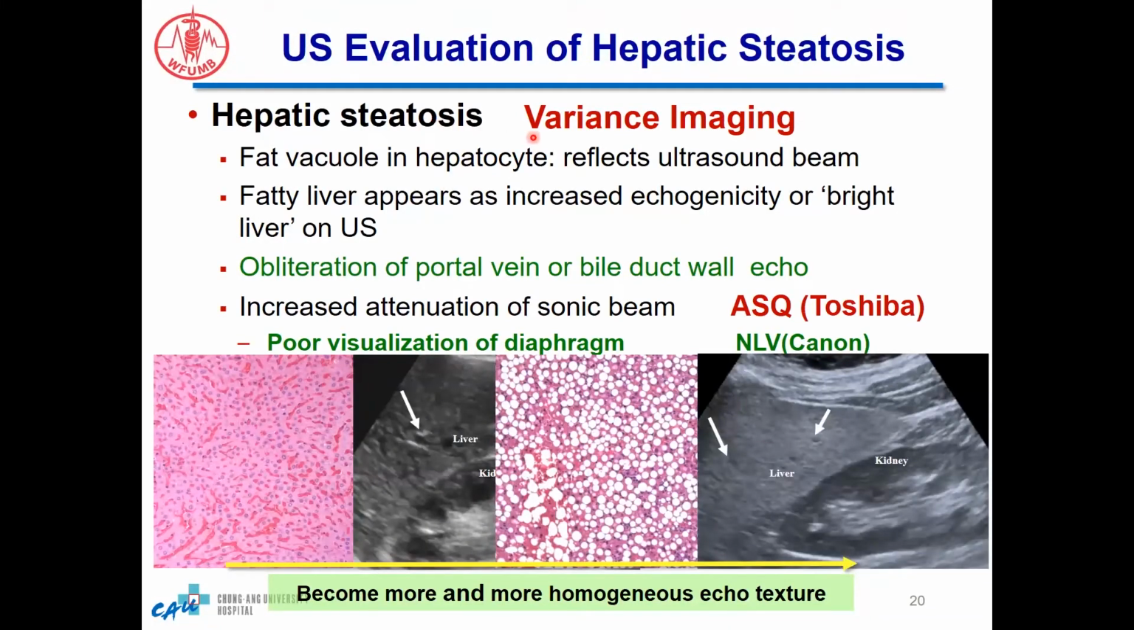Moving on to variance imaging. In hepatic steatosis, fat vacuoles in hepatocytes reflect the ultrasound beam. So fatty liver appears as increased echogenicity or bright liver on ultrasound. Therefore, echo of portal vein or bile ductal wall is obliterated, and increased attenuation of sonic beam induces poor visualization of diaphragm. Those findings make ultrasound imaging more homogeneous, and this phenomenon is a background of variance imaging such as ASQ and NLV.